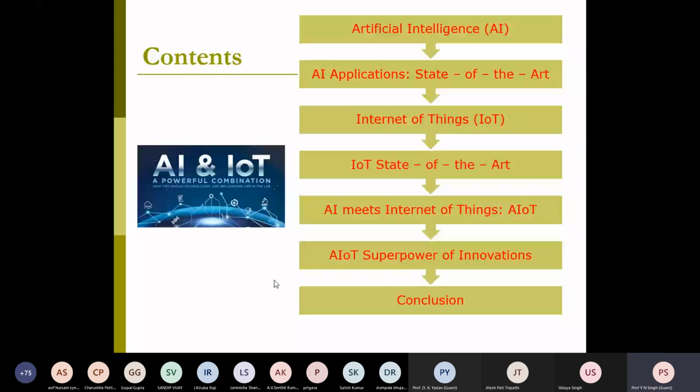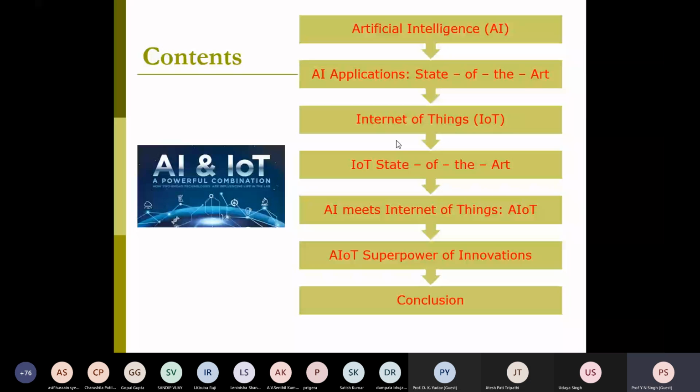The topics that I divided my lecture into today: first, I will provide a short glimpse of AI, then some state-of-the-art applications of artificial intelligence. Then I will switch over to IoT and the state-of-the-art applications of IoT. And then I will try to explain how AI bridges the gap with AIoT platforms that are more demanding and more challenging. A short description of those, and then some futuristic approaches of AIoT, the superpower of innovations. Small descriptions I would like to present, and then finally conclude.